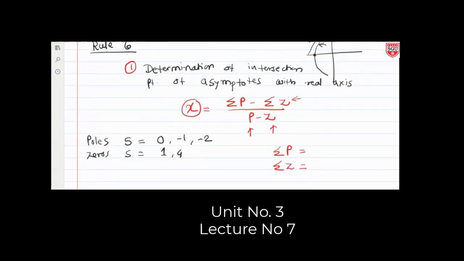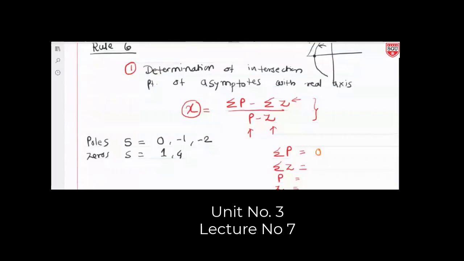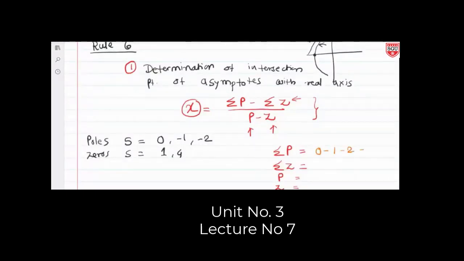I just want to know what is meant by summation P and summation Z. What is meant by P and Z in this formula? Summation P means summation of all the poles, the summation of the roots, with respect to their sign: 0, minus 1, minus 2, so it will come minus 3. And similarly, summation of zeros is nothing but minus 1 minus 4, which is minus 5.